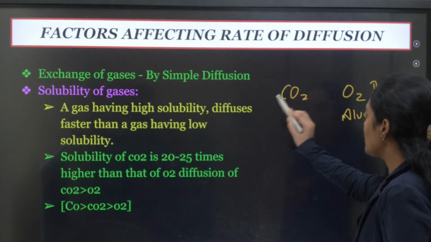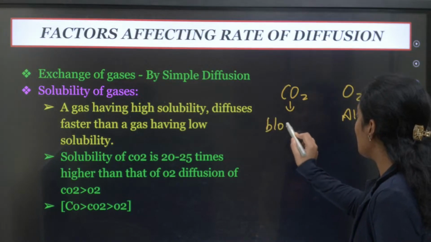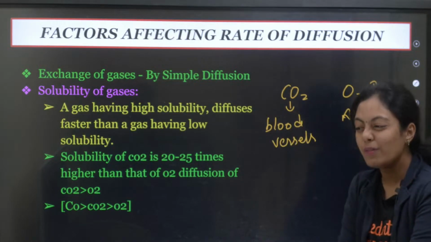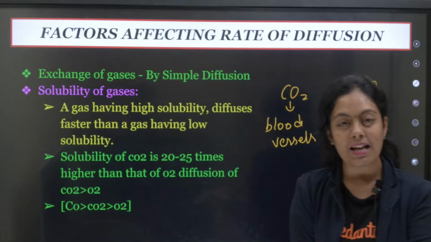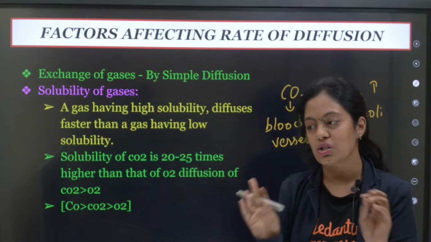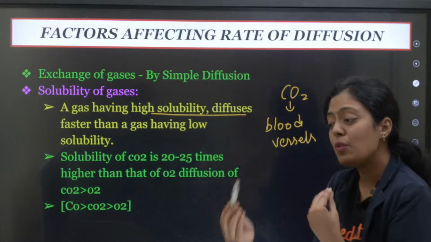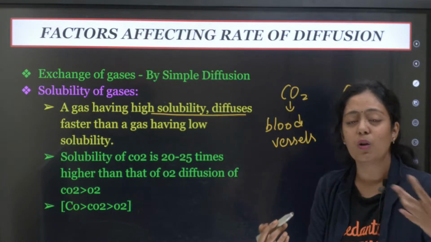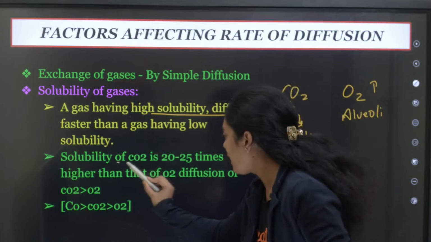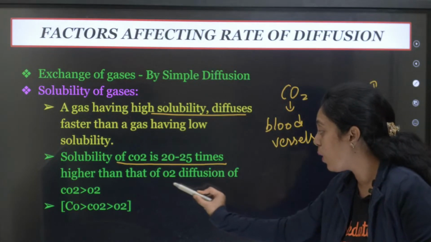Where is the carbon dioxide? It is in deoxygenated blood. It is present in my blood vessels. So it is very easy. Gases will move from a region of high concentration to a region of low concentration. That is all. A gas having high solubility diffuses faster than a gas having low solubility. Very easy point. The solubility of carbon dioxide is 20 to 25 times higher than that of oxygen.